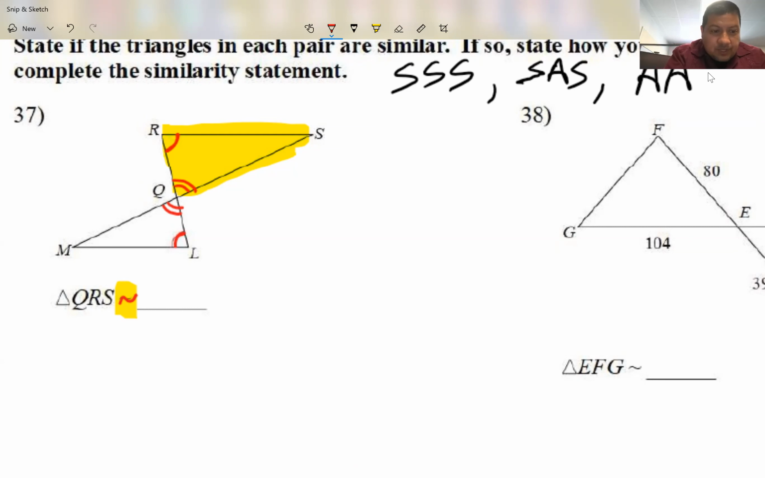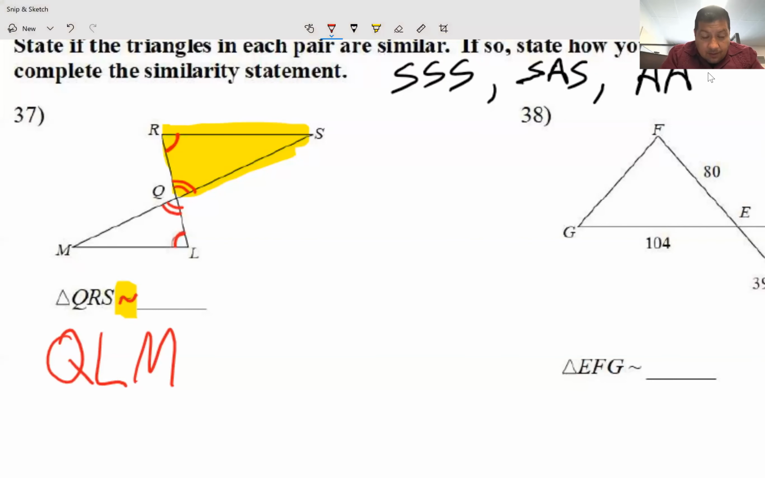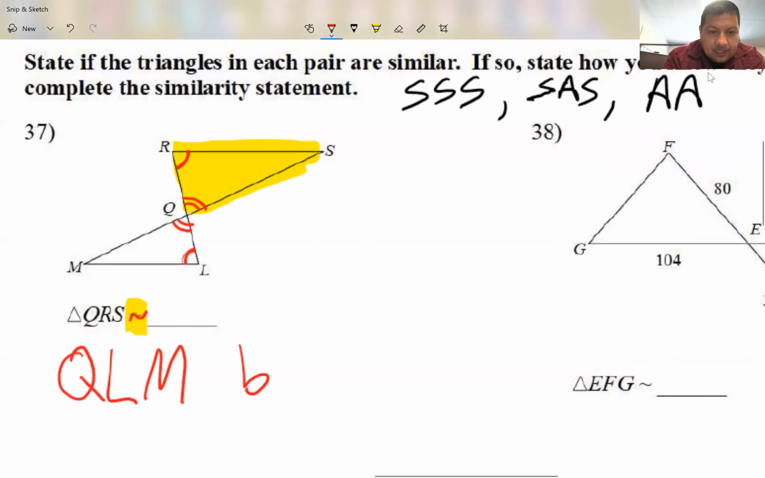Triangles have three angles, and the way we name the triangles is by using the three letters. One thing though, make sure they are capital letters. I have here on the chat, somebody said QML. It's actually QLM. Order matters, and make sure they are capitalized. If you use lowercase qlm, it's not going to be correct. Has to be capitalized. And then I'm going to put a space and I'm going to write the word BY.